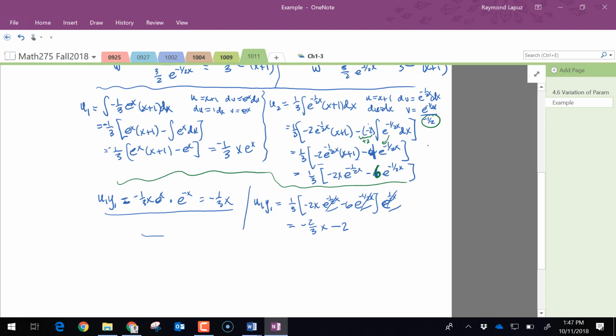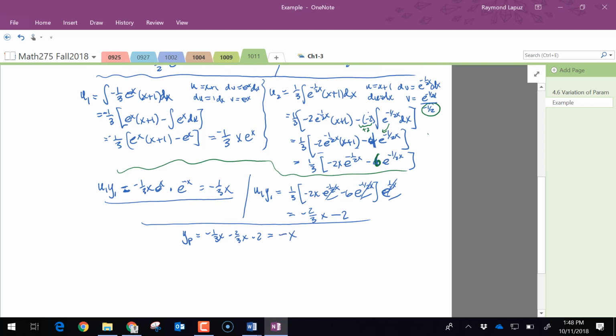Then we add them. It's negative 1/3 x plus negative 2/3 x minus 2, which is negative x, yeah, negative 1x. We probably could have gotten this easier if we did undetermined coefficients. Now we need to do the initial conditions.